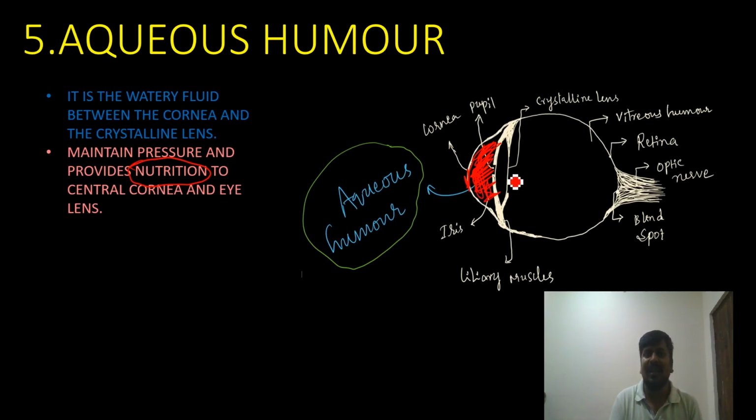So this is a cornea and a lens. It maintains pressure, and at the same time it provides the nutrition to the central cornea. So here the cornea will be there and a lens, so that is a lens. That is about aqueous humor.